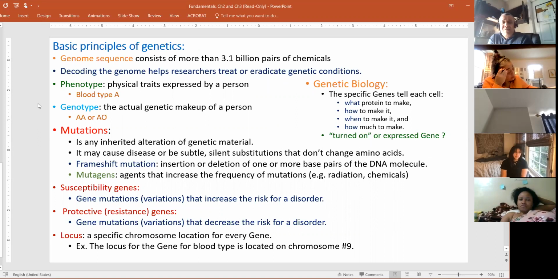Is this the first time you hear about the mutations? I believe that you covered this in biology, right? Yeah, the different types of genes.